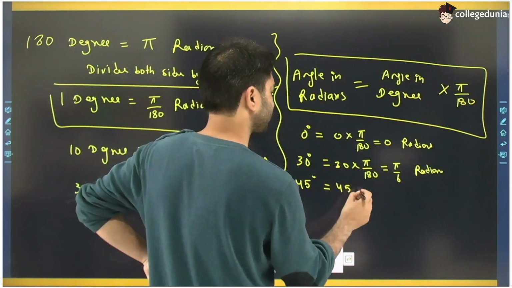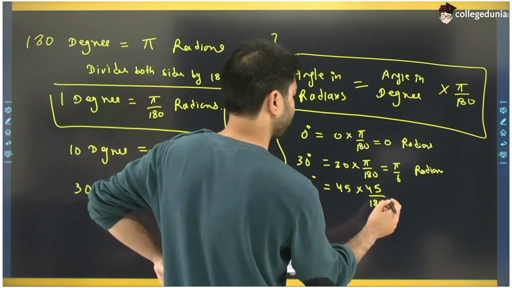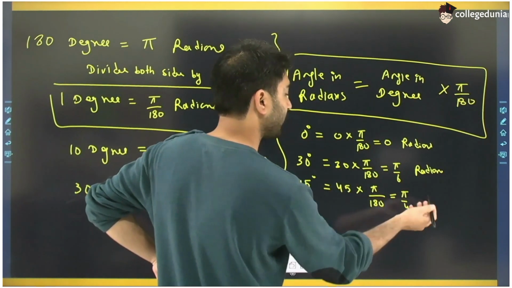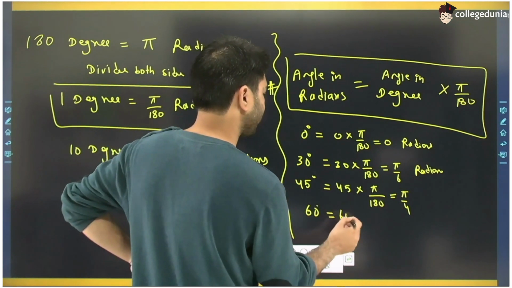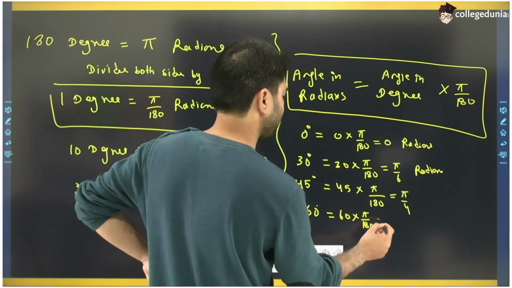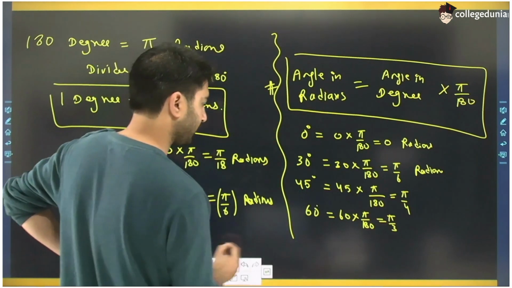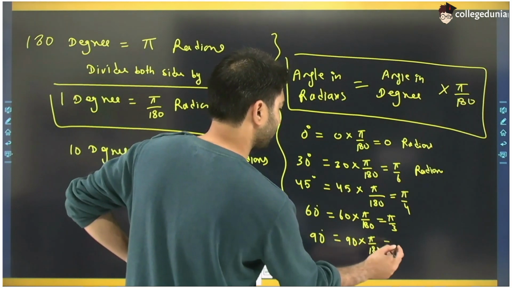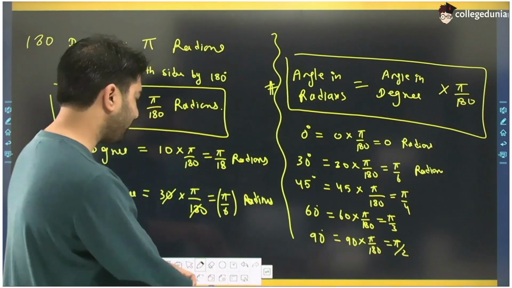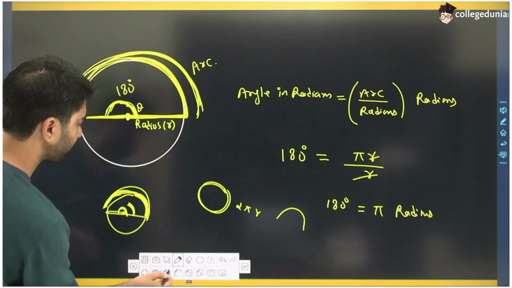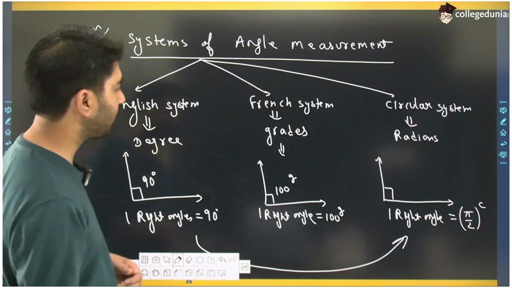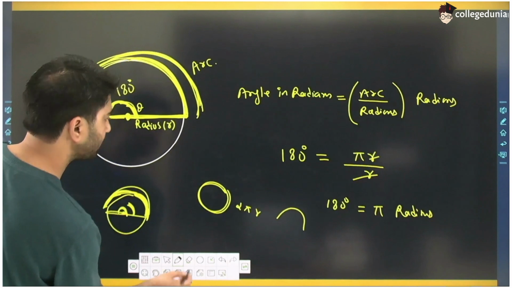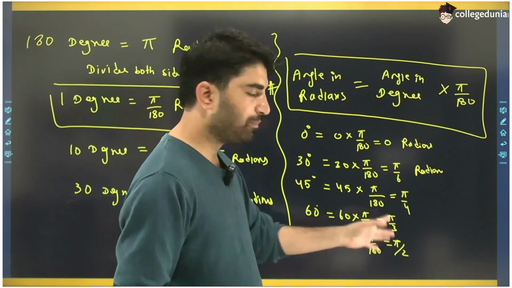45 degree, so 45 into pi by 180, so 180 divided by 45 will be pi by 4 radians. 60 degree, 60 into pi by 180, this is pi by 3 radians. Okay, 90 degree, 90 into pi by 180, so this will become pi by 2 radians. And as I said earlier, in the circular system, one right angle is equal to pi by 2 radians, and this has been proved. You can see 90 degree is equal to pi by 2 radians.